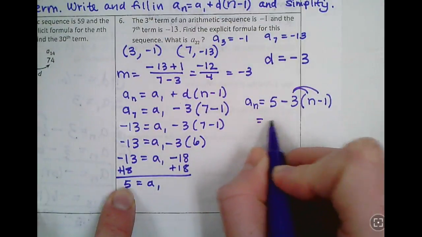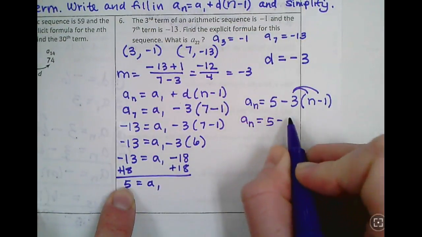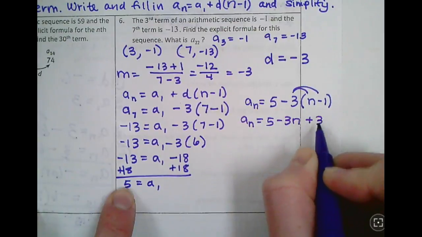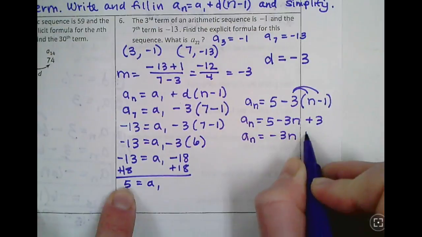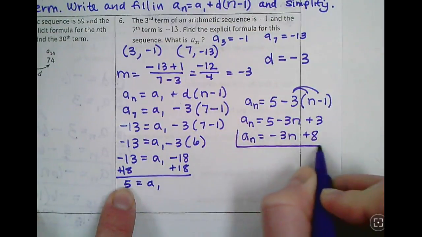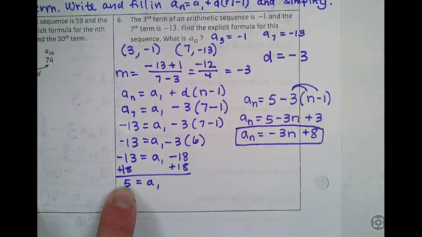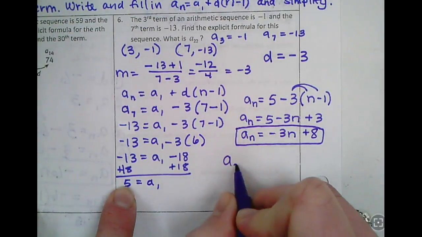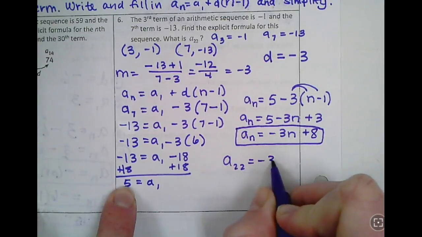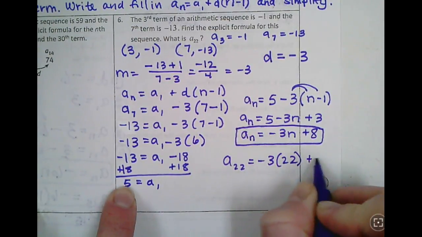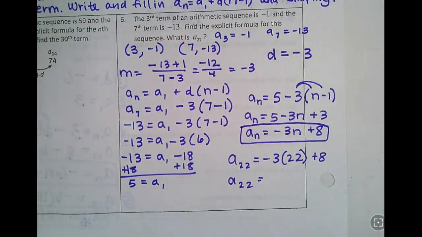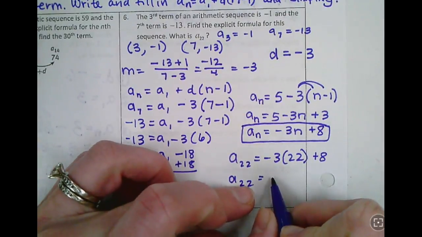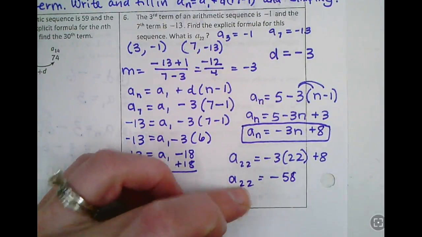Distribute and I get 5 minus 3n plus 3. So my a sub n equals -3n plus 8, and this is my explicit formula. Now I can find a sub 22. So I'm going to have a sub 22 equals -3 times 22 plus 8. So multiplying that out, I end up getting that a sub 22 equals negative 58.